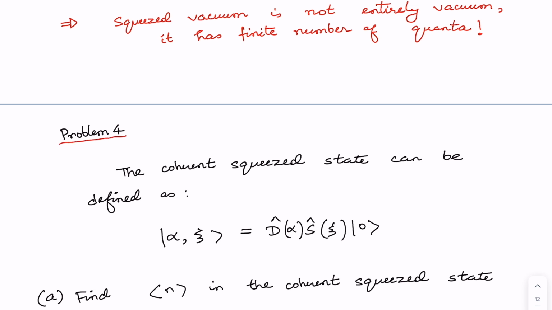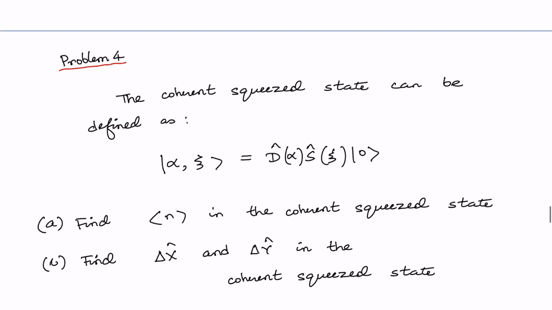Here we are introducing the coherent squeezed state, which can be defined as what is done here. First, you create a squeezed vacuum state by applying the squeezing operator, and then this squeezed vacuum state you displace by applying the displacement operator. And already you know from the lessons on coherent state that a coherent state is nothing but a displaced vacuum state. So here you have a displaced squeezed vacuum state, and that is called the coherent squeezed state. So this is how this coherent squeezed state is defined.